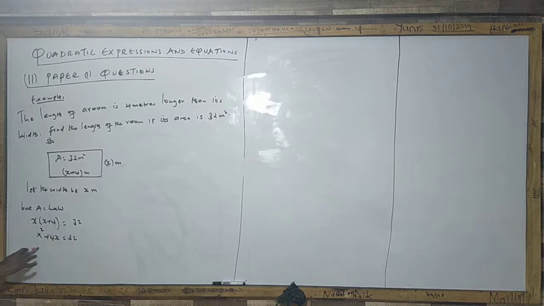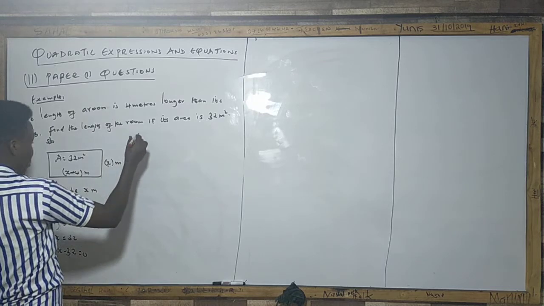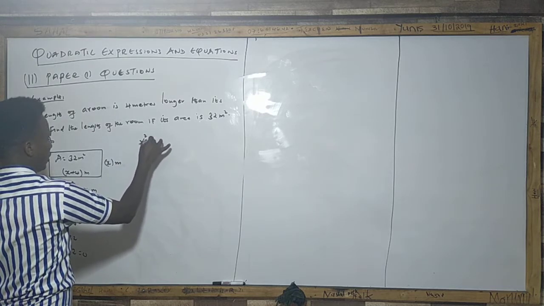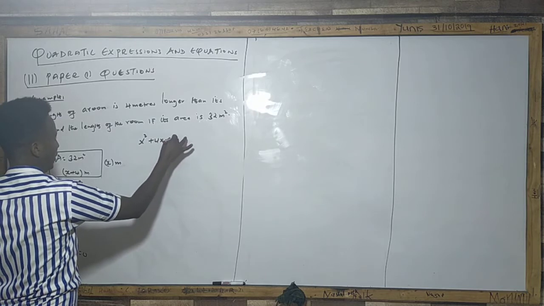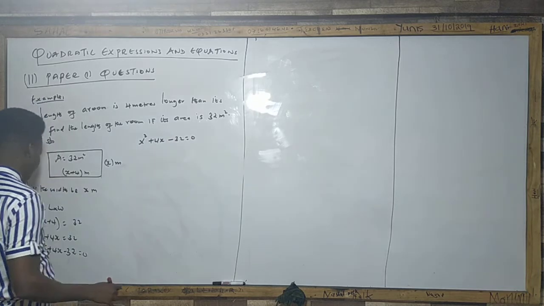So take this one to this side. We'll have x squared plus 4x minus 32 is equal to 0. Now we need to get two numbers that will give us what? Product 32, then sum is positive 4. Let's write that. Because you have x squared plus 4x minus 32 is equal to 0.